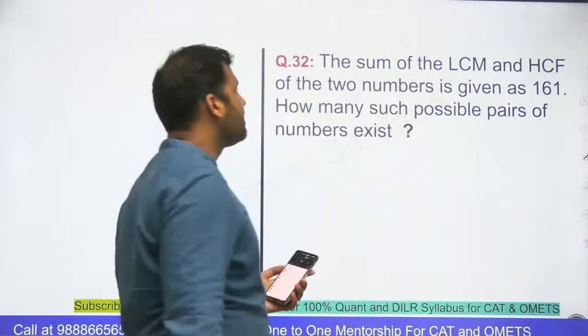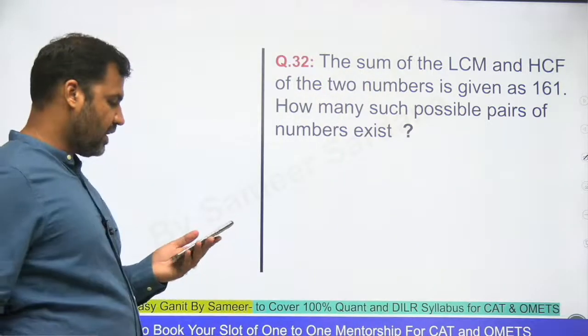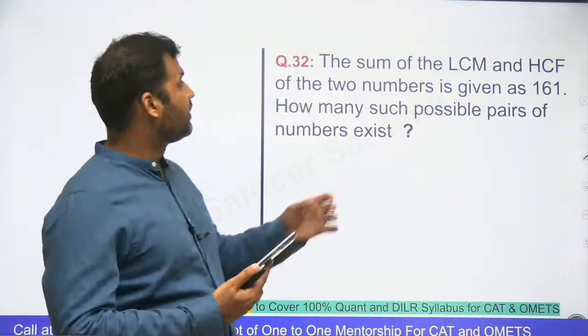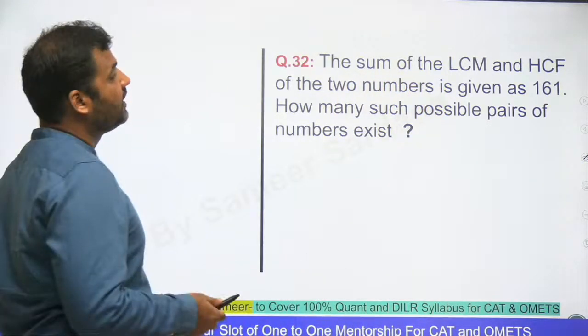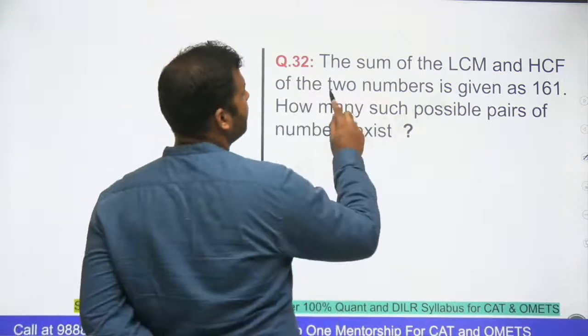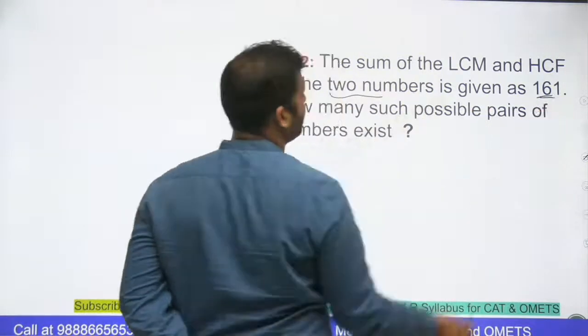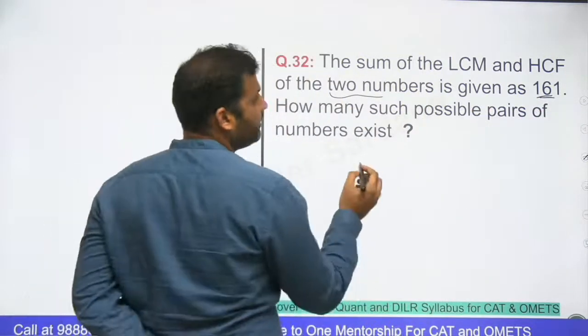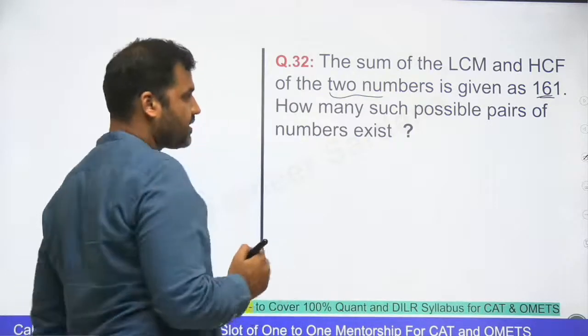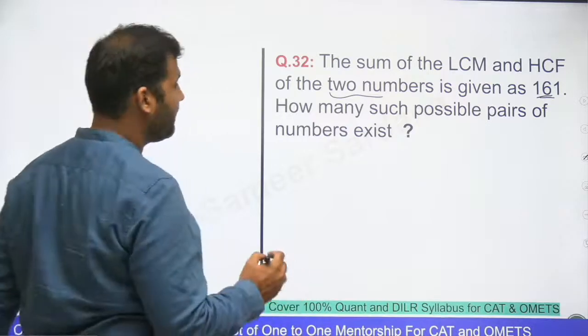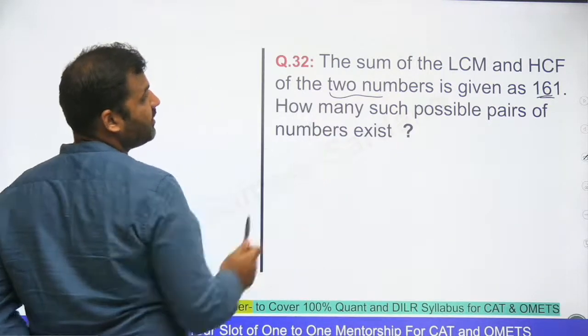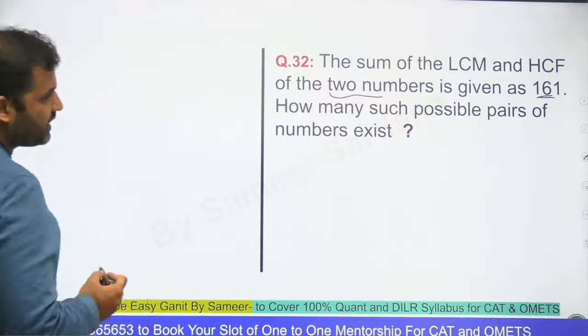Have you tried question number 32? Yes, it's okay, it must have been missed by mistake. Look at question number 32, children. Write down the question number 32. The sum of the LCM and HCF of two numbers is given as 161, guys, right? What is the answer of this question? That's a teacher question. Have you tried this question, guys? Right? The sum of the LCM and HCF of the two numbers is given as 161.